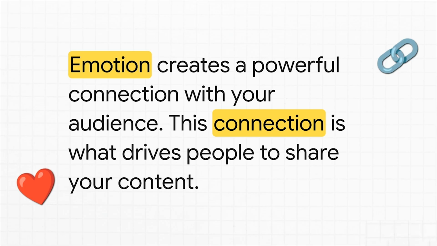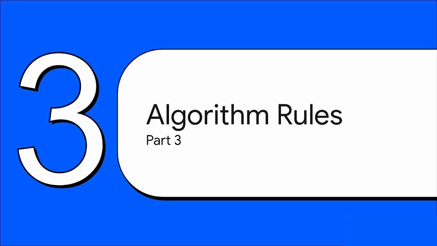That emotional spark creates a bond, and that bond is what makes someone stop and think, oh, my friend has to see this. Okay, we've covered the video structure and the human psychology. Now it's time to talk about the machine itself. The algorithms have changed so much, and what worked even just a year ago might not get you anywhere today.